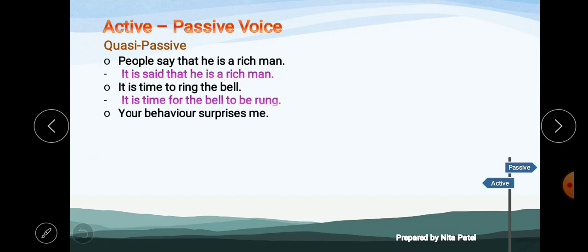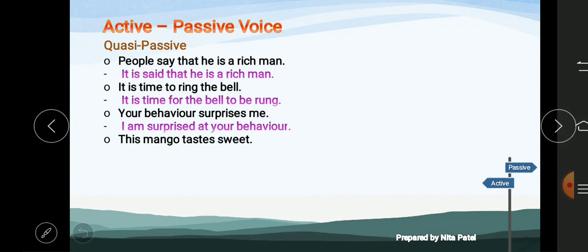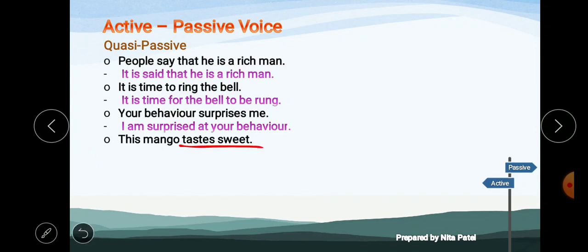Next one. Your behavior surprises me. Now I am surprised. I am surprised at your behavior, or I am surprised with your behavior. At is more appropriate because we are talking directly, right? Okay, next. This mango tastes sweet. Now this mango is sweet when tasted.